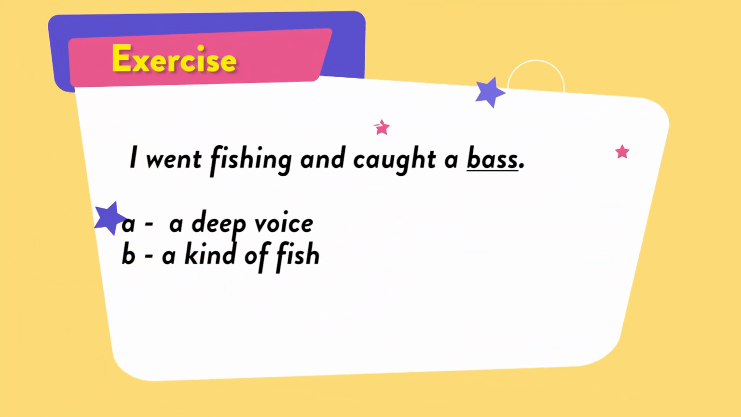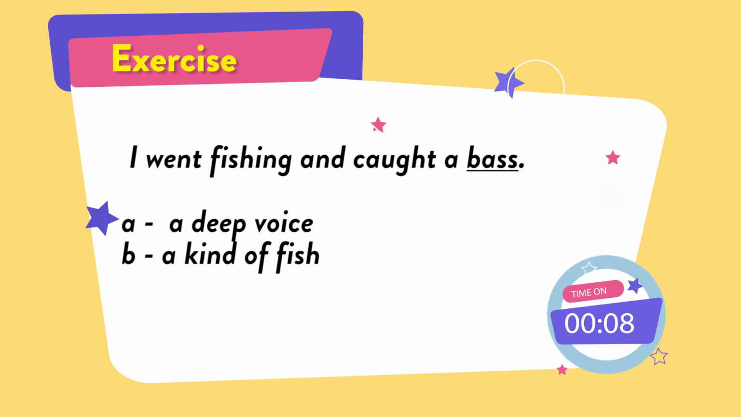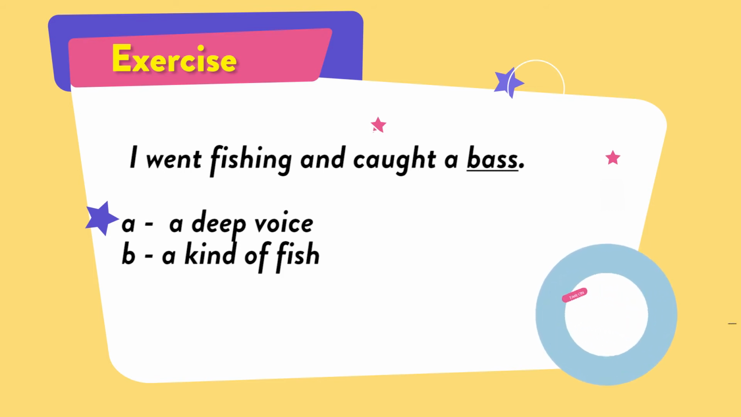The first sentence reads, I went fishing and caught a bass. We have bass meaning a deep voice or tone, or a kind of fish. I'm sure you're thinking that bass would not be the correct meaning if we used a deep voice or tone, but rather, in this case, the homograph means a kind of fish.